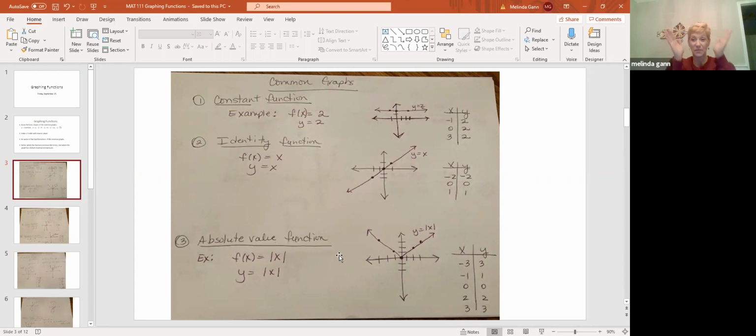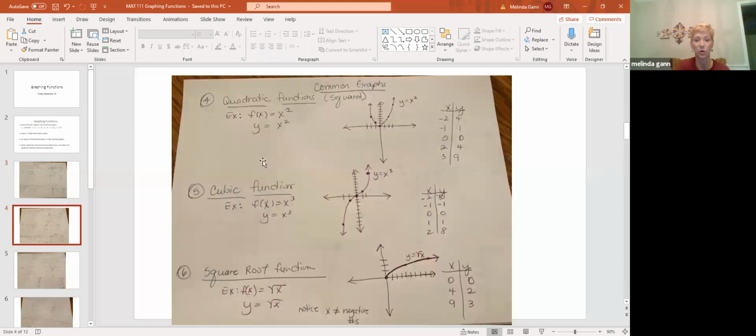Absolute value, remember we talked about, it's that V thing. And with absolute value, you never have negative numbers for the y coordinates. It'll either be 0 or a positive number. So all these three are already sketched in your notes. The next three are also already sketched in your notes, but a quick reminder. You've got your quadratic, y equals x squared, so that's that parabola. It looks like that V curve, but it's not straight. Remember that absolute value is straight. This is curved.